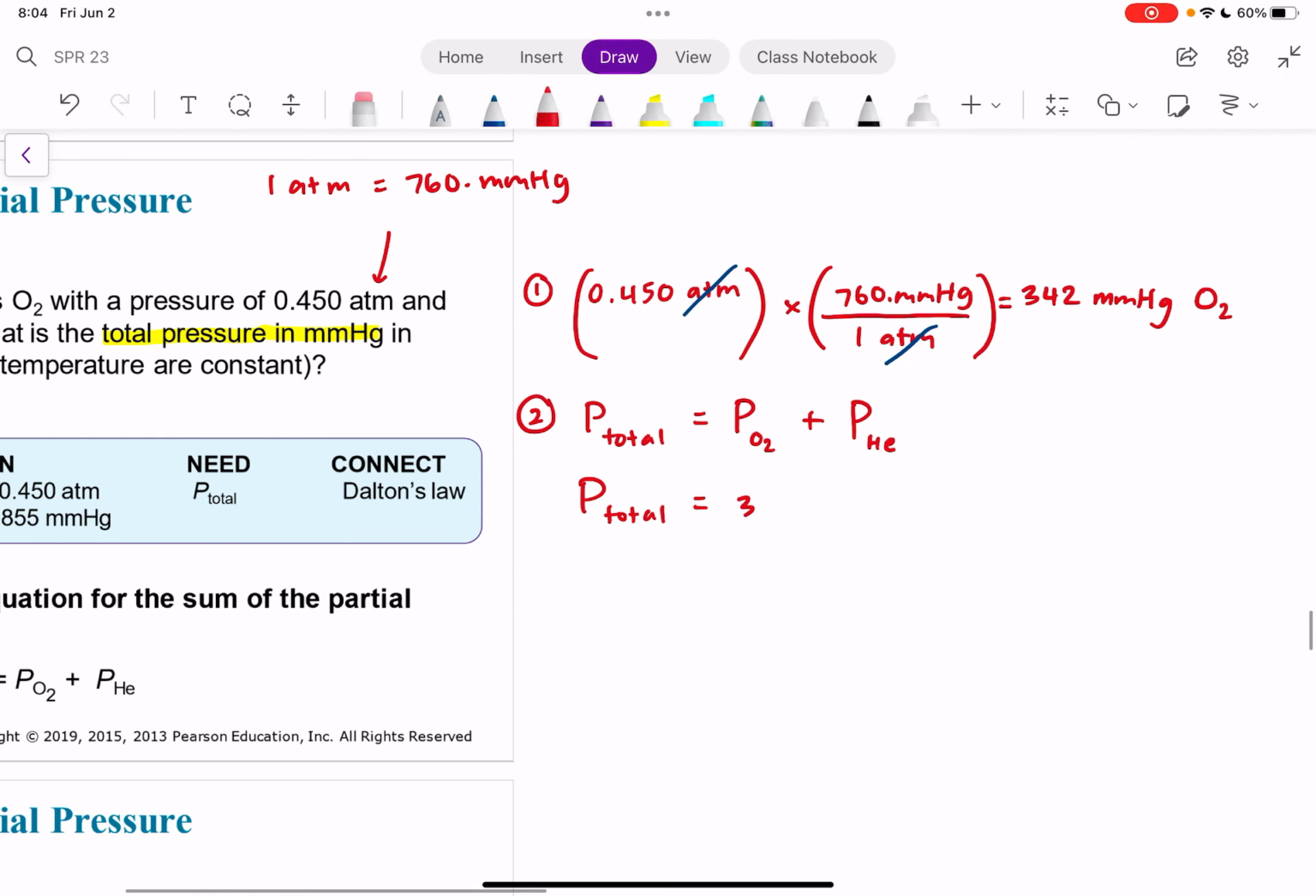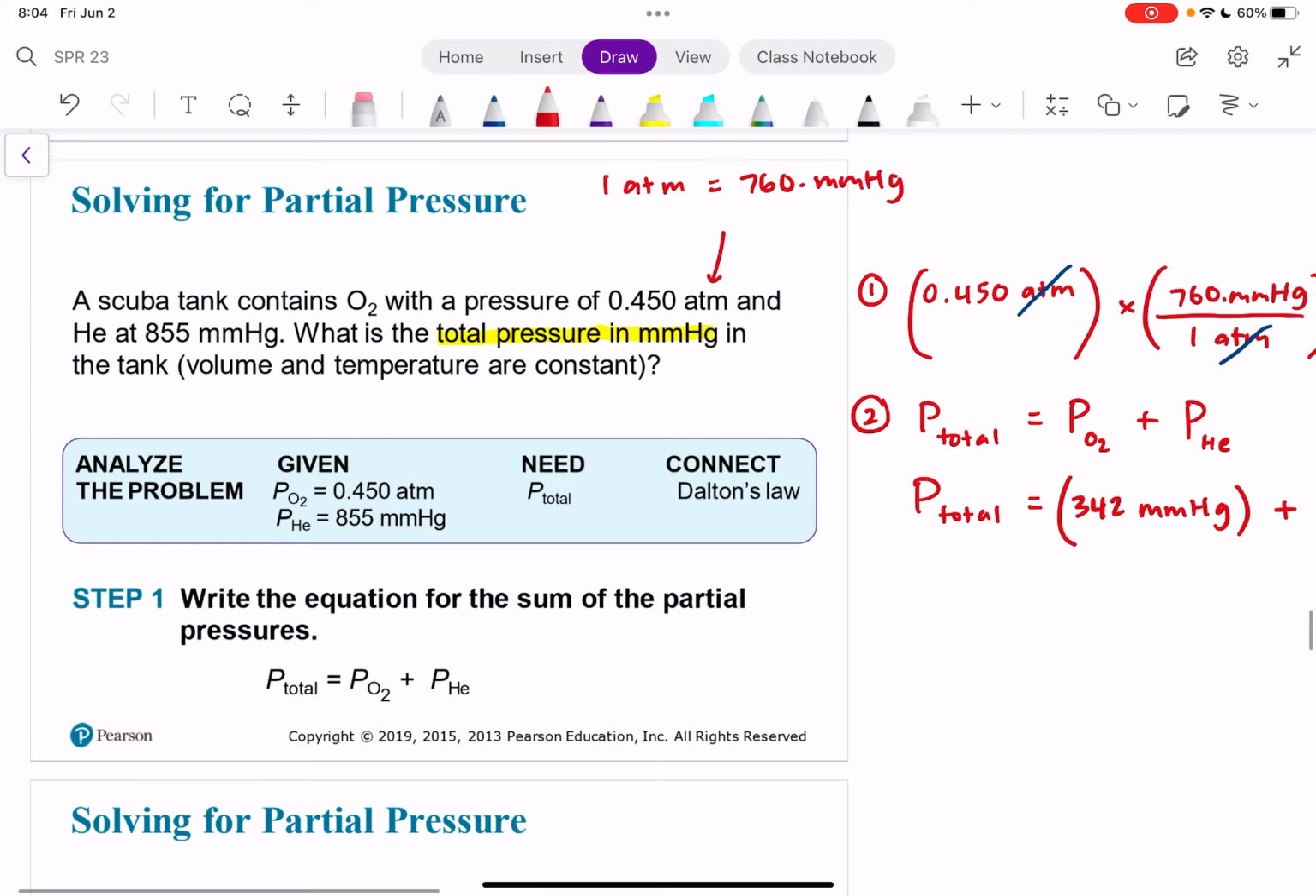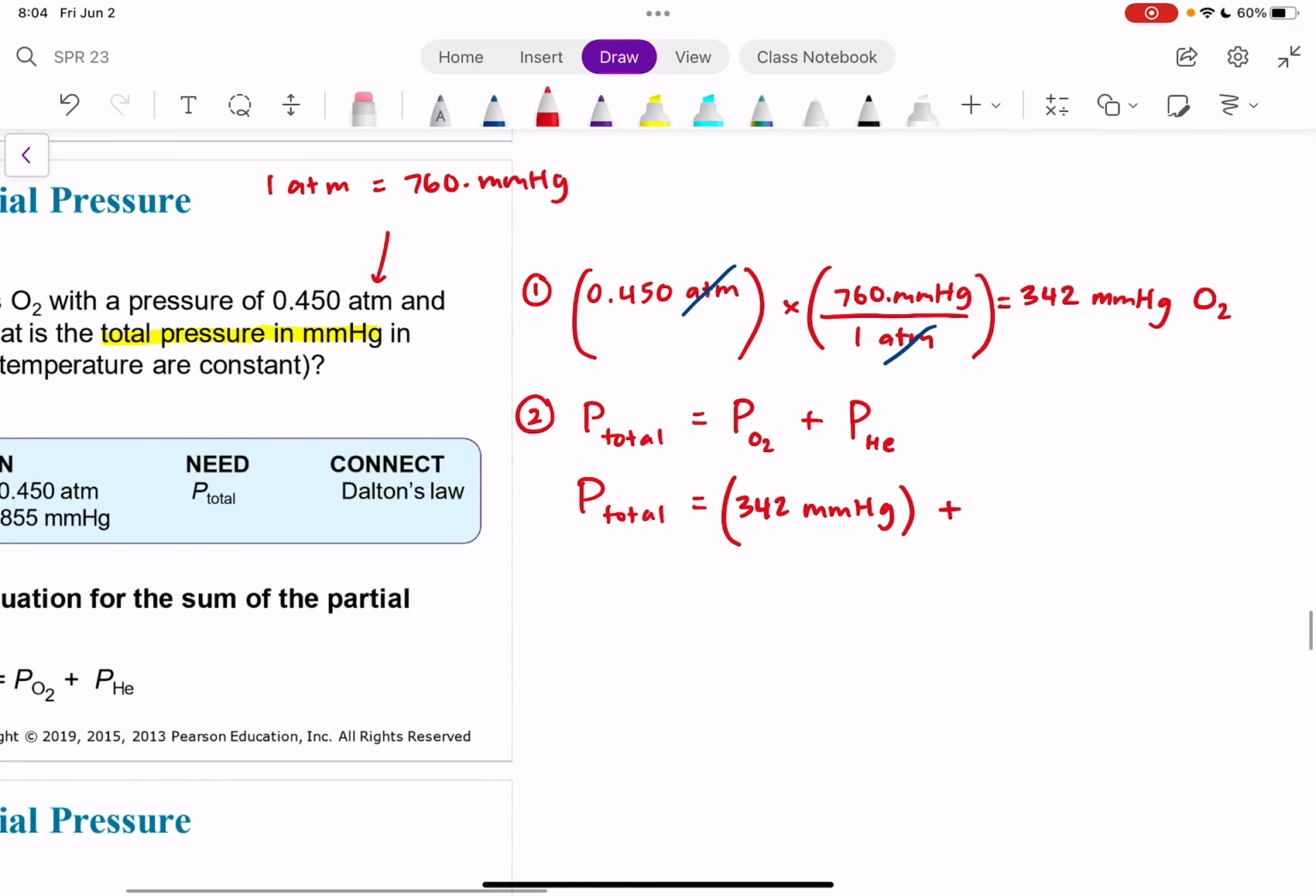And we know PO2 is 342 mmHg plus the partial pressure of helium is 855 millimeters mercury, 855 mmHg. So now we can add those together. So 342 plus 855 is 1197. So P total equals 1197 millimeters mercury. Let's go ahead and, looks like we have about 3 sig figs. So let's round this to 1.